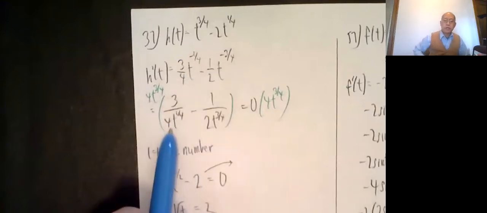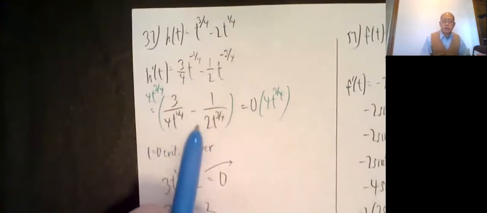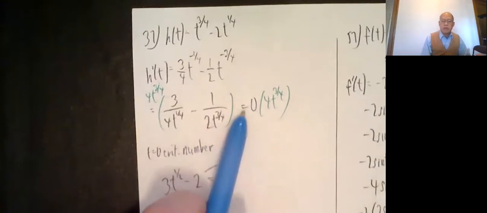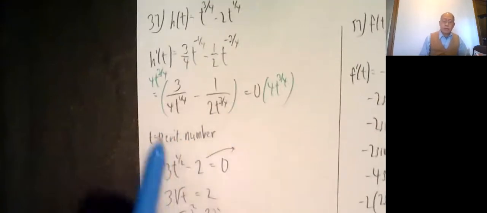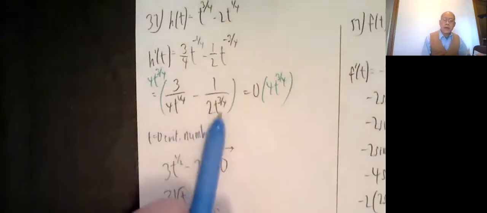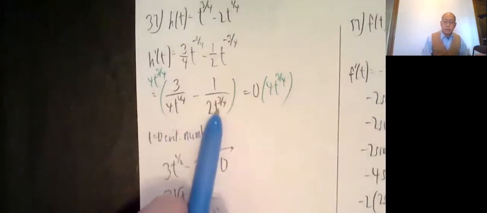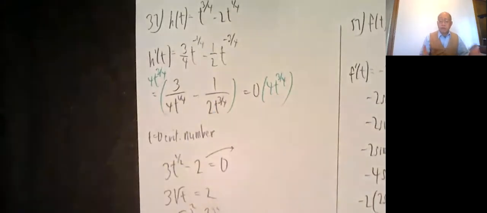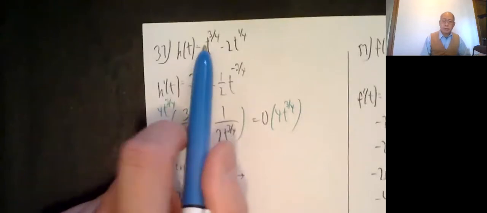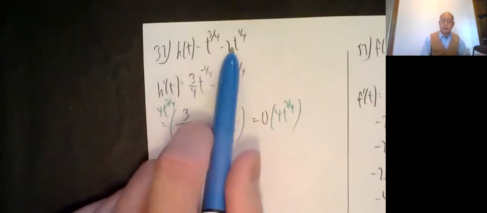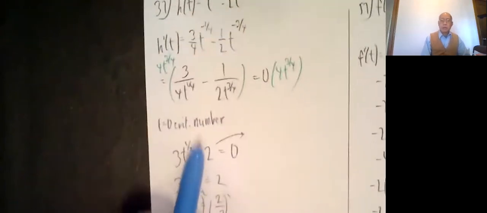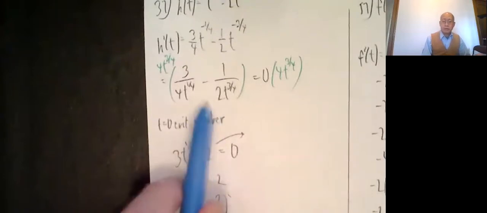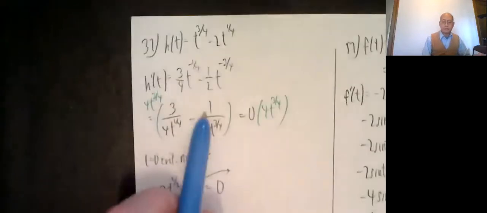3 over 4 t to the 1/4 minus 1 over 2 t to the 3/4 equals 0. And I notice right away, t equals 0 is automatically a critical number, right? Critical number means when is the derivative 0 and when is the derivative undefined. It's undefined at t equals 0. But h of 0 does exist. I can plug in 0 here and here. So it's in the domain, but you can't put it in for the derivative. So t equals 0 is automatically a critical number for my final answer.